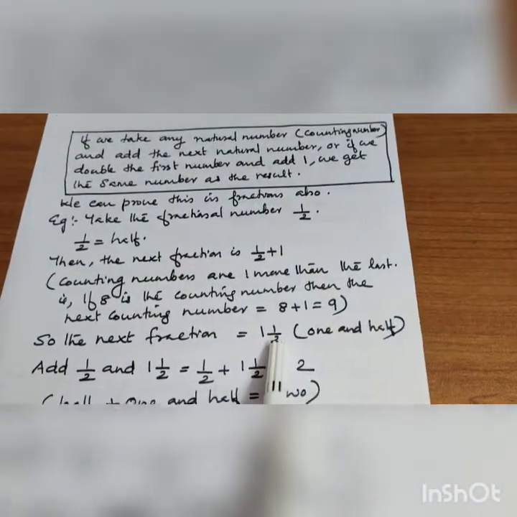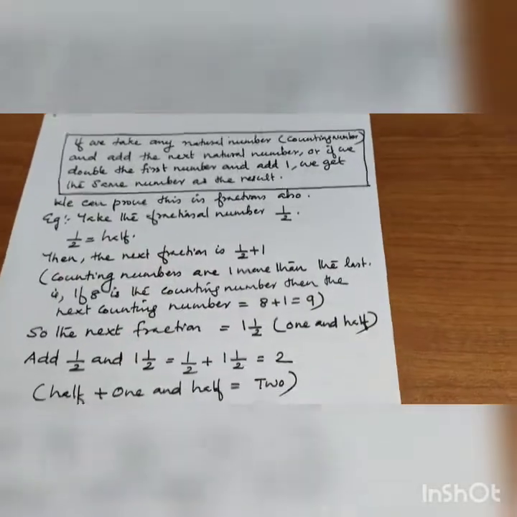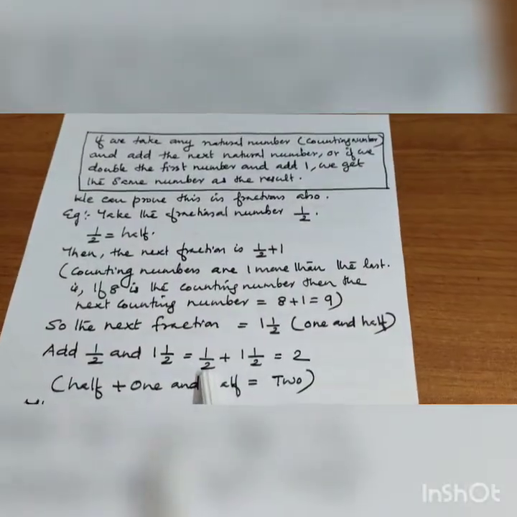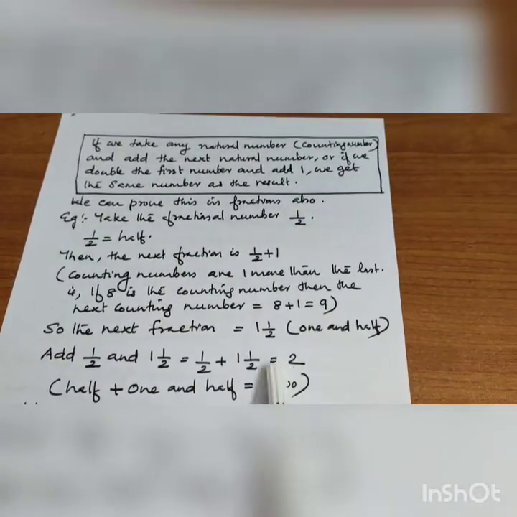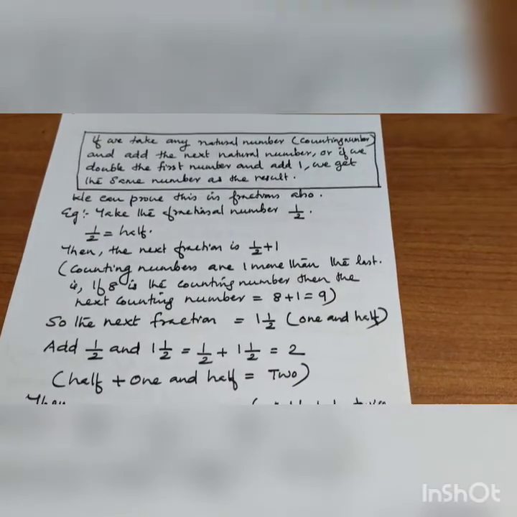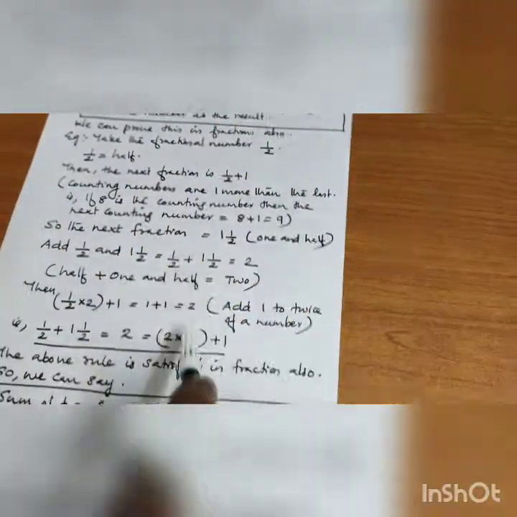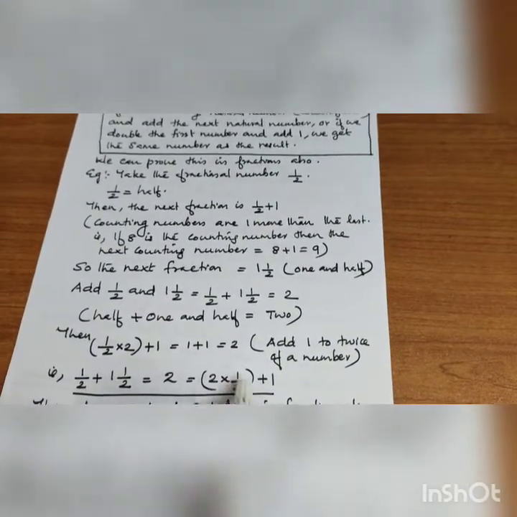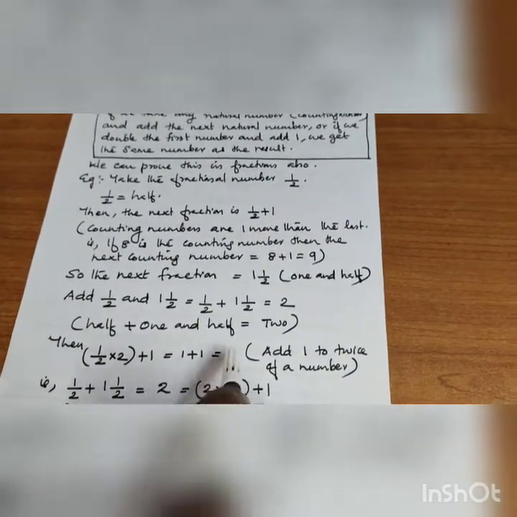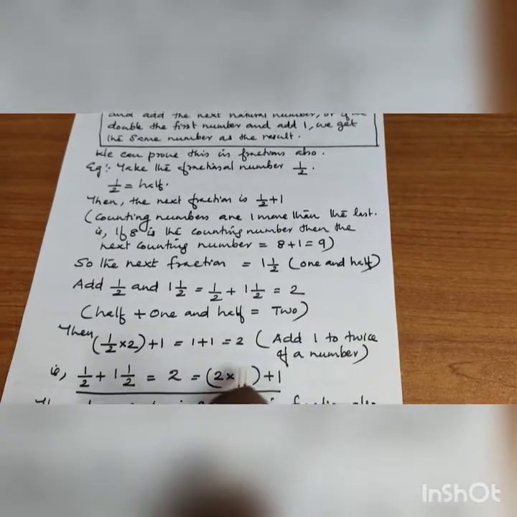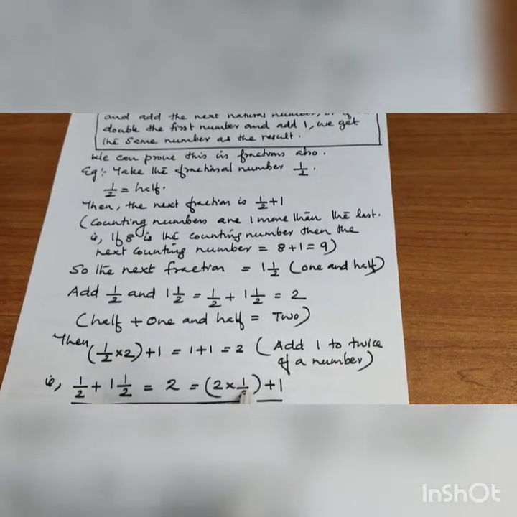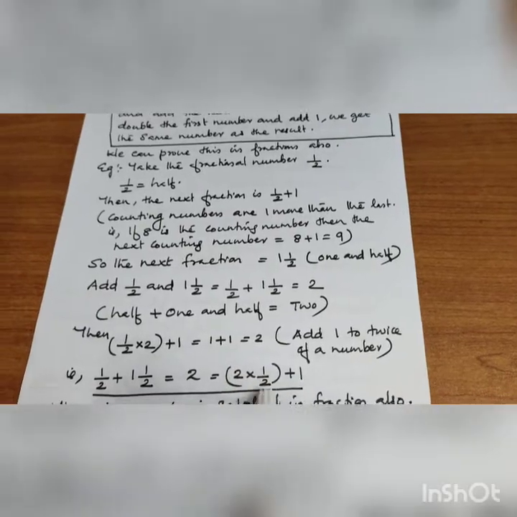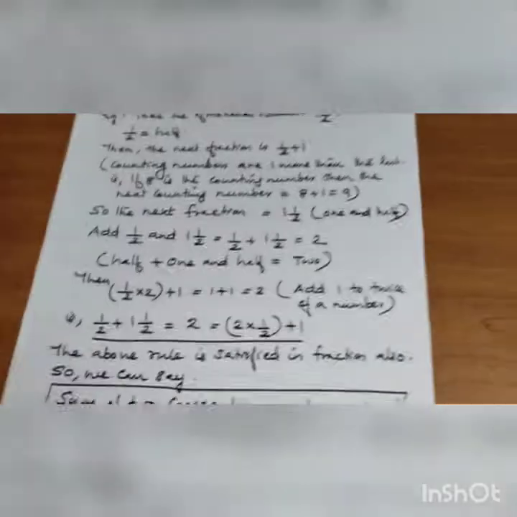So the next fraction is 1 and a half. Then add half and 1 and a half. Plus is equal to 1 and a half plus half, 2. Then first number is half. Twice of half, that is 2 into 1 by 2. That is 1. It's 2 by 2. Numerator and denominator are same, then that is equal to 1. 2 into 1 by 2 can be written as 2 by 2. That is 1 plus 1, 2.